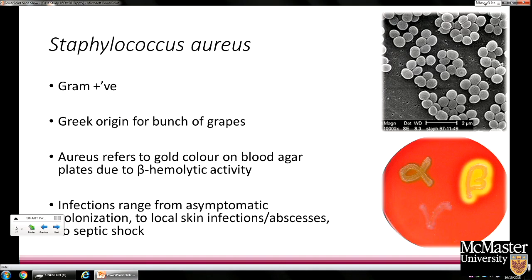The aureus part of the name comes from its beta hemolytic activity, which means that when plated on a blood agar plate, you get clearance of red blood cells and a typical golden color on the plate. It's a gram-positive organism, and its infections can have a wide variety of pathogenesis, from just a commensal colonization where the person doesn't have any outright pathogenesis, to more localized infections such as abscesses filled with pus, or even systemic infections such as toxic shock syndrome.